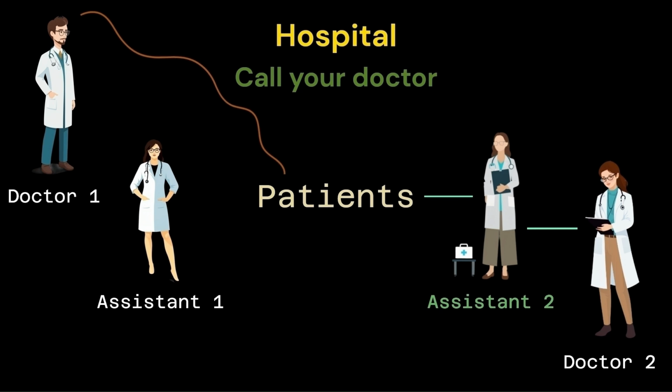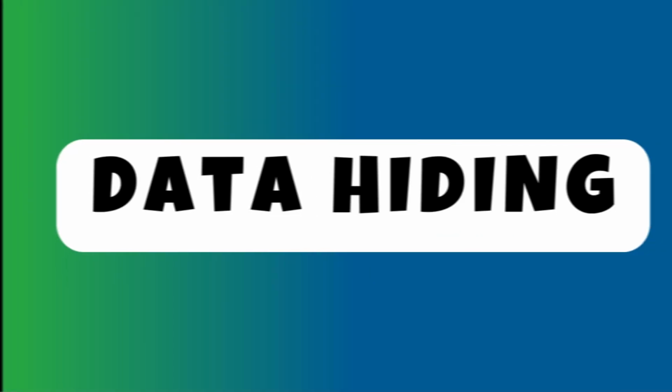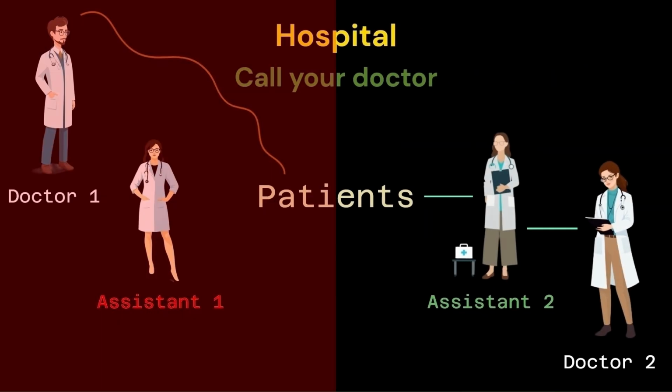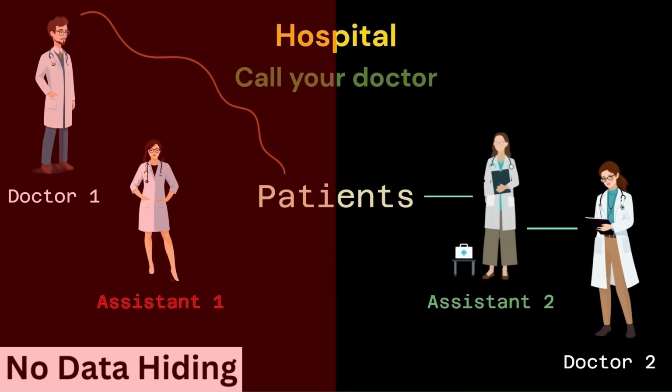Now, what's the difference? What did Assistant 2 do correctly that Assistant 1 missed? The answer is data hiding. Assistant 1 wasn't hiding the doctor's contact information, hence she lost her control. And when a change was required, she had no control over this. She had to cause herself and everyone a lot of inconvenience.